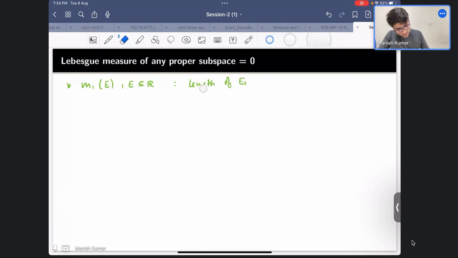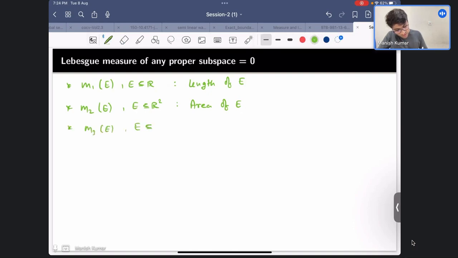Okay, this will tell you how much length, or length in one dimension. In one dimension, the measure is nothing but the length. But if I say m2 of E, and E is a subset of R2, then what should it measure? If we are in two dimensions, the measure is basically the area. So this is basically the area of E. If I say m3 of E, where E is a subset of R3, it should measure the volume. In fact, it measures the volume of E.